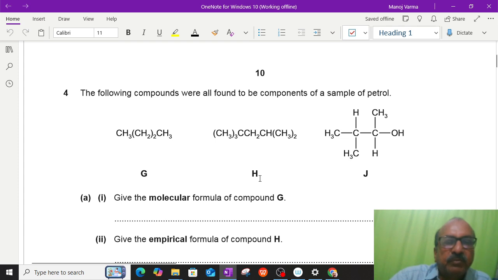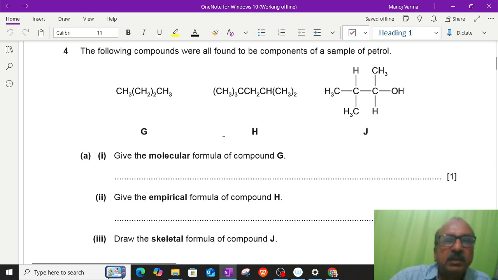They are showing three different compounds, G, H and J, and the following compounds were all found to be components of a sample of petrol. These are the condensed formulae, as they are called, and this is the displayed formula. Give the molecular formula of the compound G. So this is the compound G, and you have to write down the molecular formula.